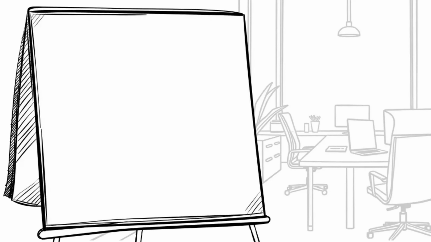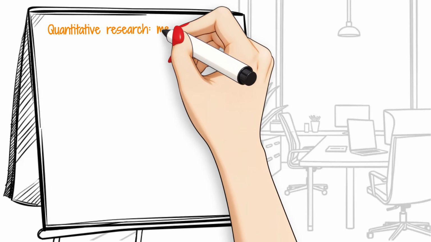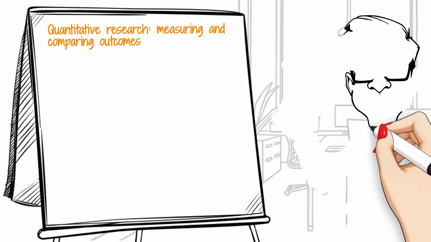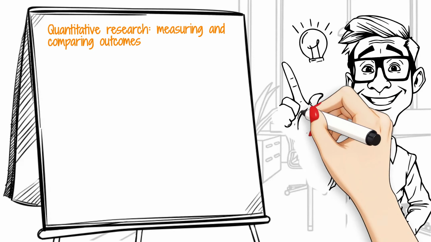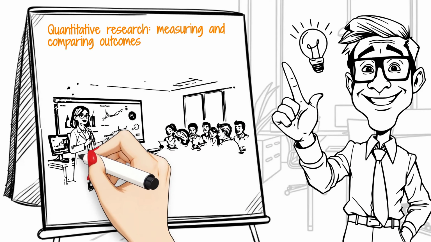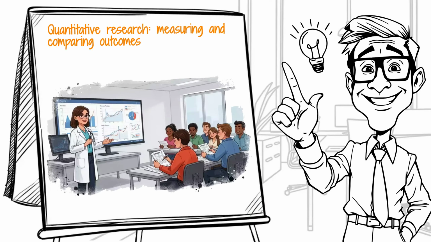Quantitative research, by contrast, emphasizes measurement, comparison, and generalization. Surveys, experimental designs, and statistical analysis allow researchers to test hypotheses about adult learning outcomes, retention, achievement, and program effectiveness.